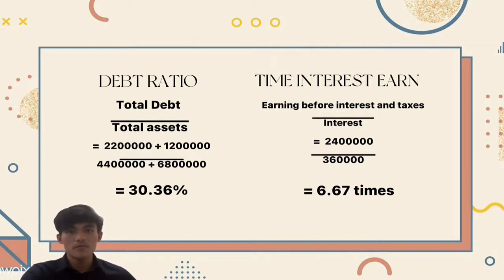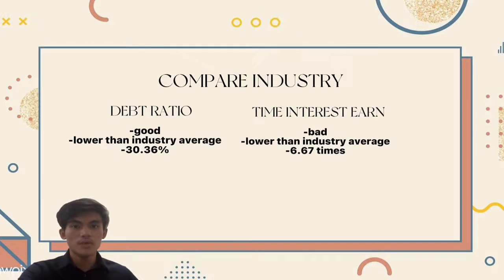And then the formula for times interest earned is earnings before interest and taxes divided by interest, which is 2,400,000 divided by 360,000, and the answer is 6.67 times. Comparing with the industry average, the debt ratio is good because the industry average is higher, which is 40%. And the times interest earned is bad because the industry average is higher, which is 7 times.